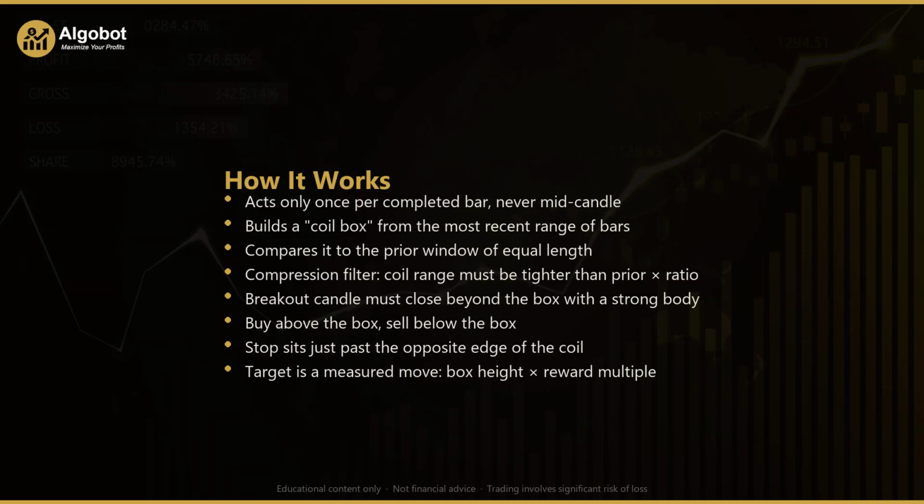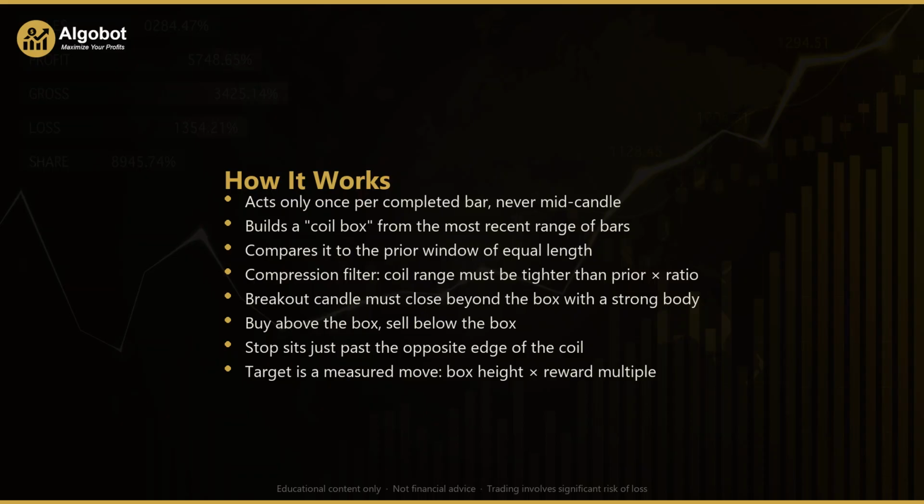First, the expert advisor only acts when a new bar has fully formed. It checks the time of the current bar, and if nothing has changed since the last check, it does nothing. This keeps every decision based on closed candles, never on a flickering, unfinished one. Next, the strategy builds what it calls the coil box. It scans the most recent window of bars, set by the RangeBars input, and records the highest high and the lowest low across that window. The distance between them is the box height. Then it does the same thing for the window of bars immediately before it, giving a prior range to compare against.